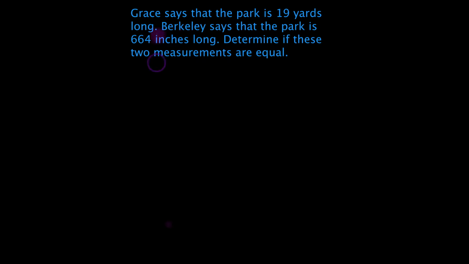I want to highlight key information that's going to help me parse this problem or break it up. So Grace is important. I'm highlighting her name and 19 yards. I'm also going to highlight Berkeley's name and 664 inches. And now I'm going to look at the question again. It says determine if these two measurements are equal. So I'm going to see if they are equal or not. Cool, so now what I'm going to do is break this information up below.